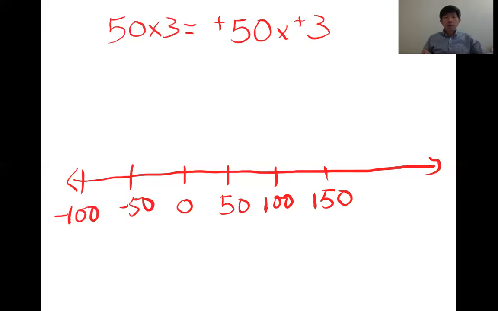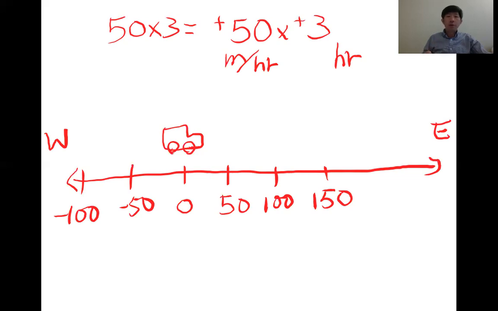So here, 50 times 3, then I can tell a story. I'm driving a car. Driving a car starting from 0 here, okay? And this is eastbound, this is westbound. Driving a car 50 miles per hour for 3 hours. 3 hours from where? From 0, which is now, all right?